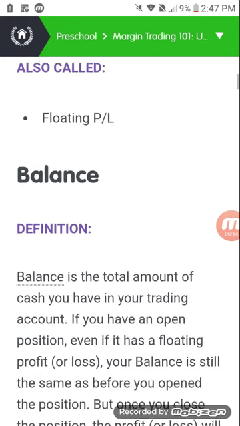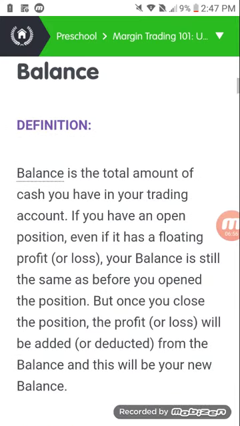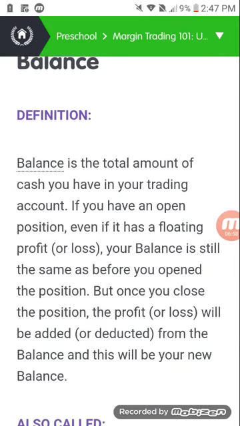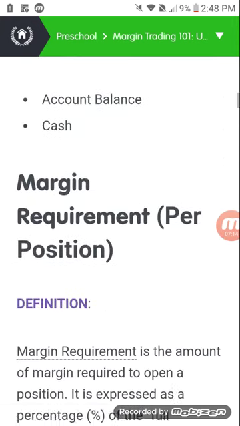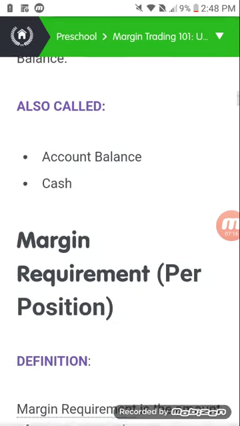Okay, balance. Balance is the total amount of cash you have in your trading account. If you have an open position, even if it has a floating profit or loss, your balance is still the same as before you opened the position. But once you close that position, the profit or loss will be added or deducted from your balance, and this will be your new balance. Also called account balance and cash.